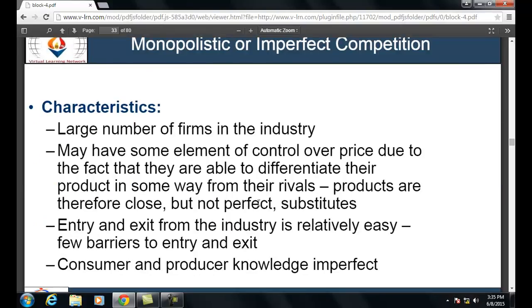Characteristics of monopolistic competition: a large number of firms in the industry may have some element of control over price due to the fact that they are able to differentiate their product in some way from their rivals. Products are therefore close but not perfect substitutes. Entry and exit from the industry is relatively easy. There are few barriers to entry and exit, and consumers' and producers' knowledge is imperfect.